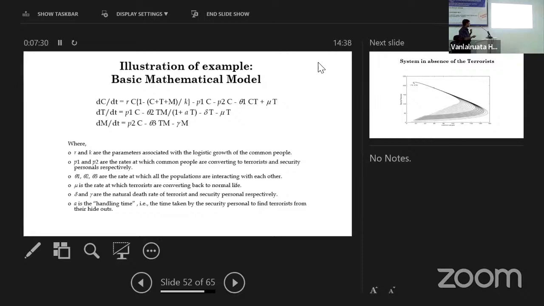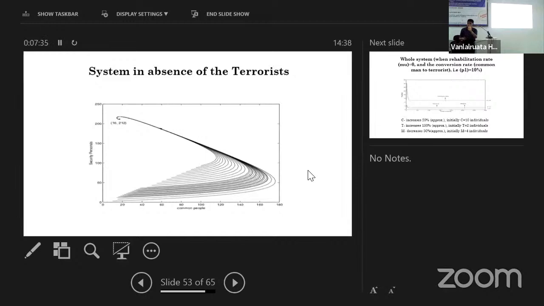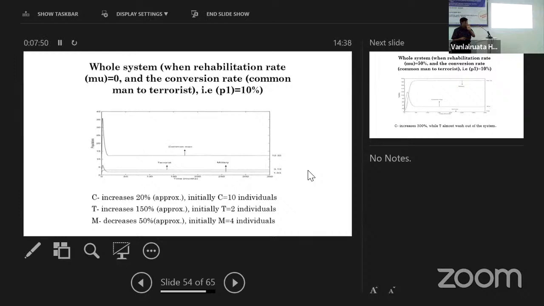Okay. So I'm looking at the system in the absence of terrorists. That is not terrorist, so there's no harm. Now I'm looking at the whole system. I have not yet started my realization program.